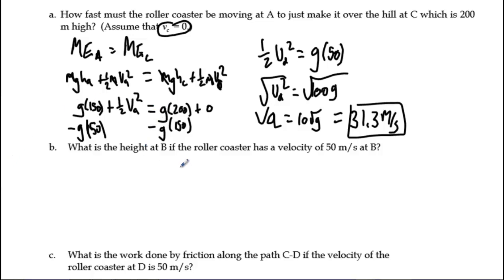Question B says, what is the height at B if the roller coaster has a velocity of 50 meters per second at B? Well, again, we can pick whatever we would like.